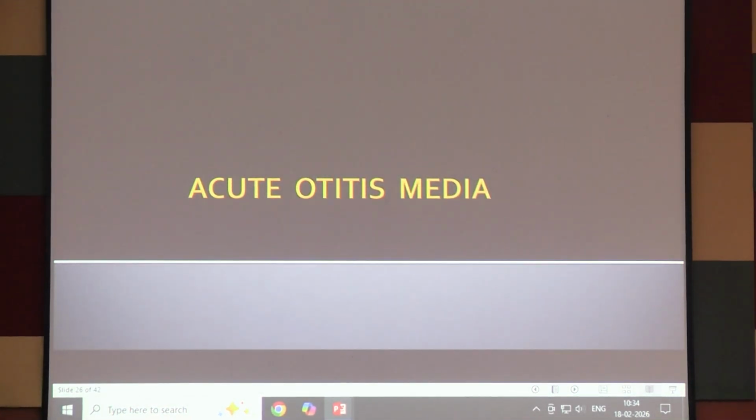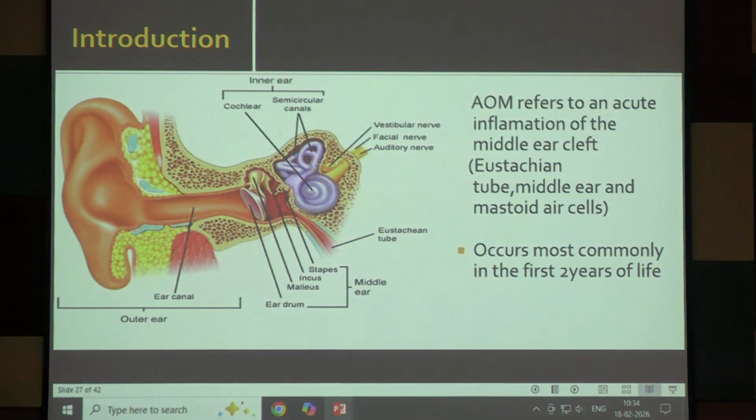Now, next topic, acute otitis media. What is acute otitis media? Inflammation of the middle ear cavity. Middle ear cavity consists of the eustachian tube, the middle ear, part of the middle ear medial to the eardrum, and mastoid air cells. These three are components of the middle ear cleft.